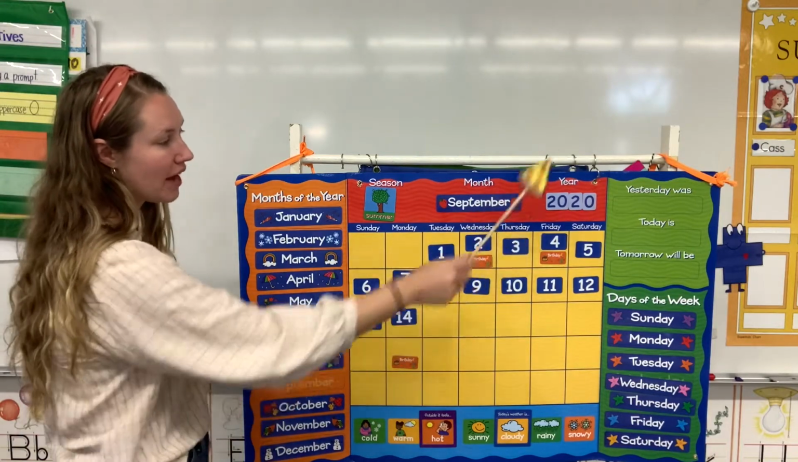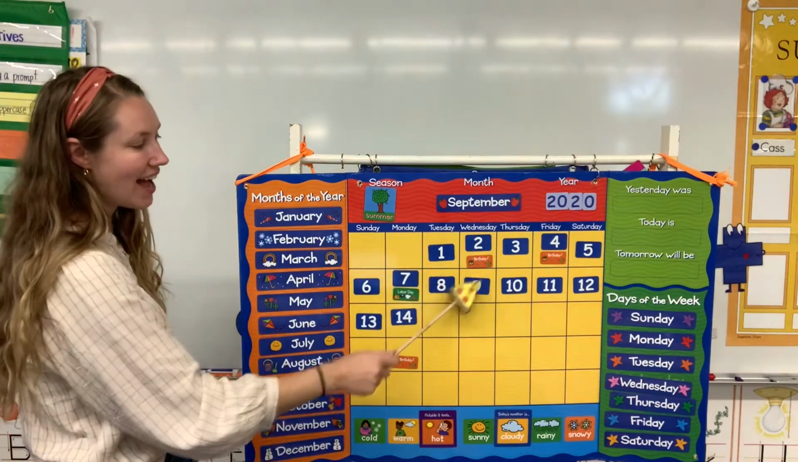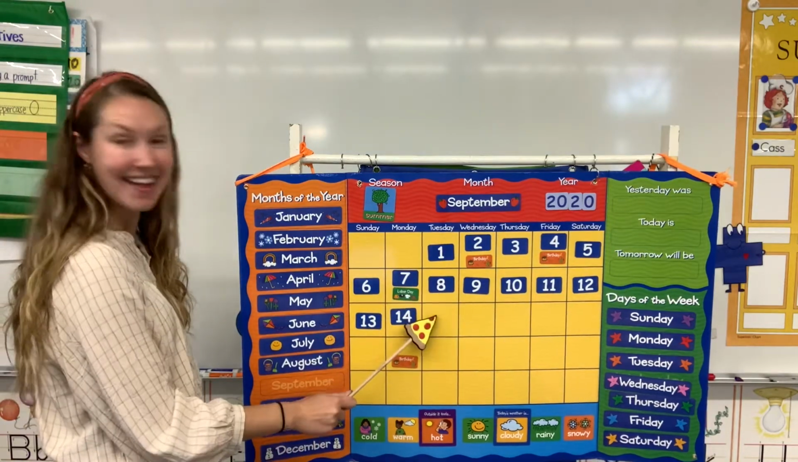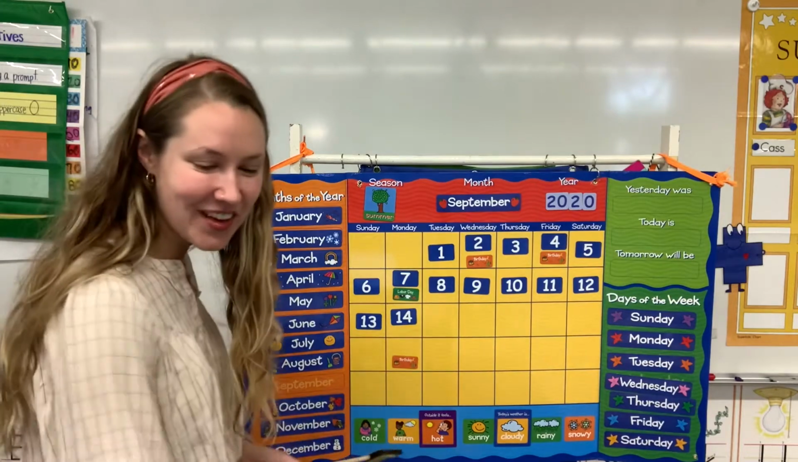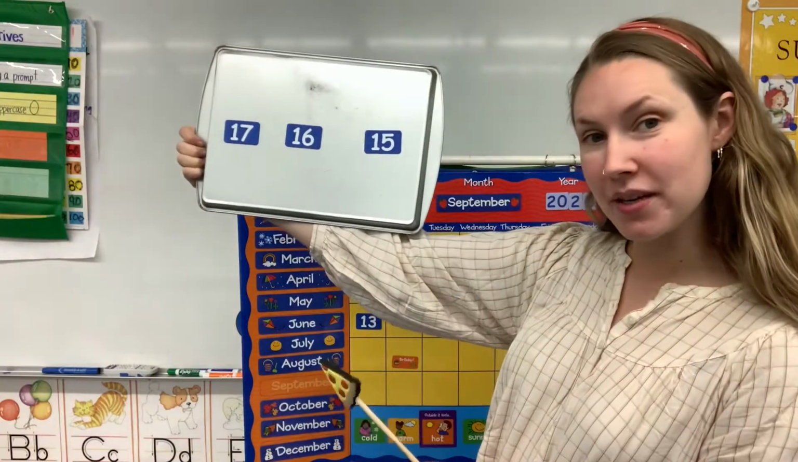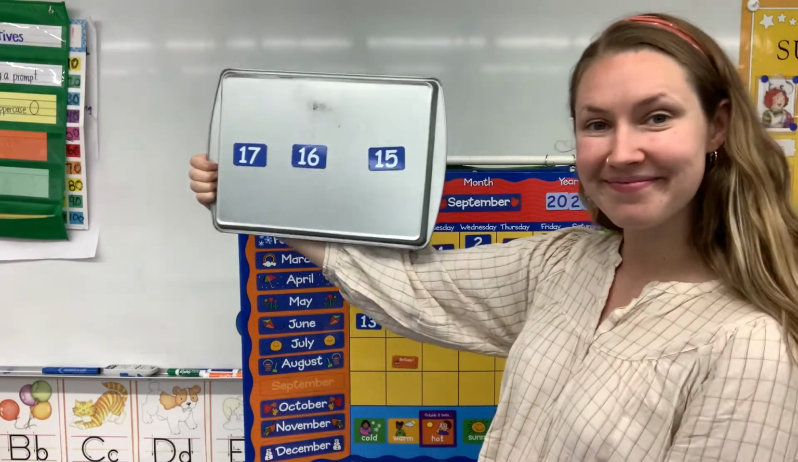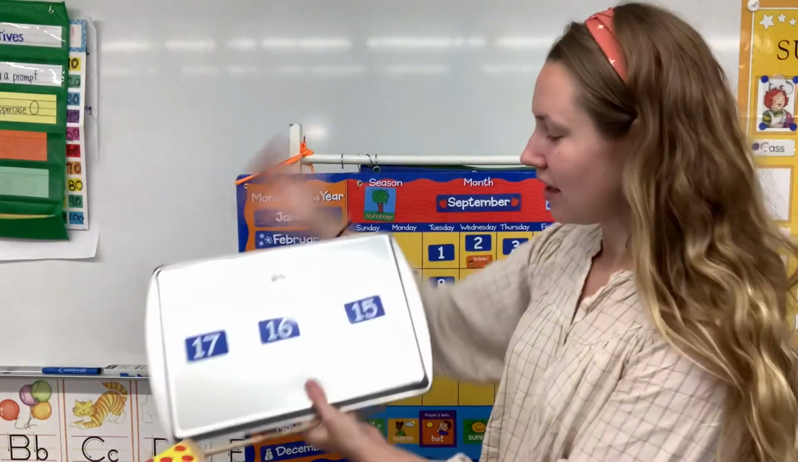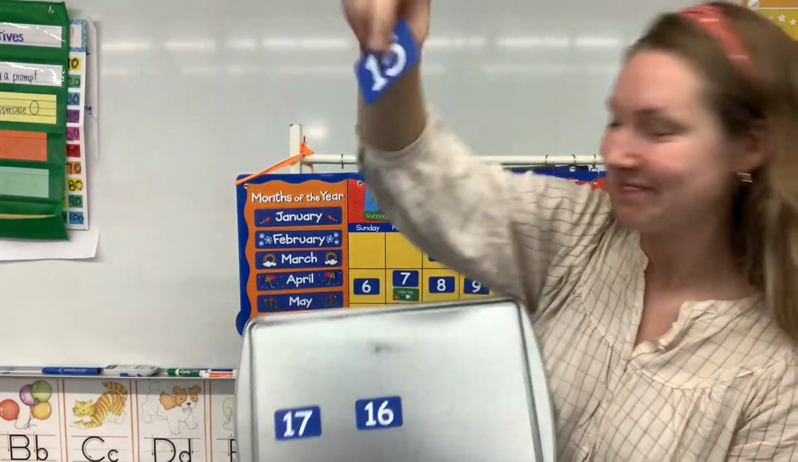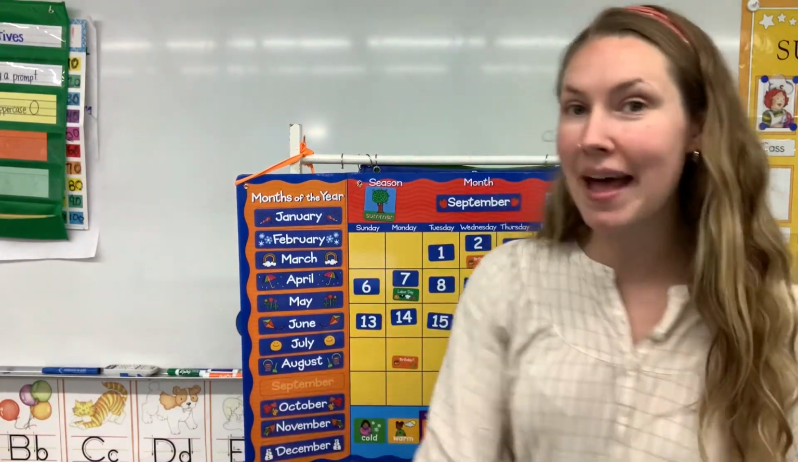2, 3, 4, 5, 6, 7, 8, 9, 10, 11, 12, 13, 14, 15. So let's look and see what number is 15. I have 3 numbers here. Is it my first number, my middle number, or my last number? It's the last number. So this is the number that you'll be adding today to your calendar mat, 15. So I've added it to our calendar, and now we're ready to talk about the month.